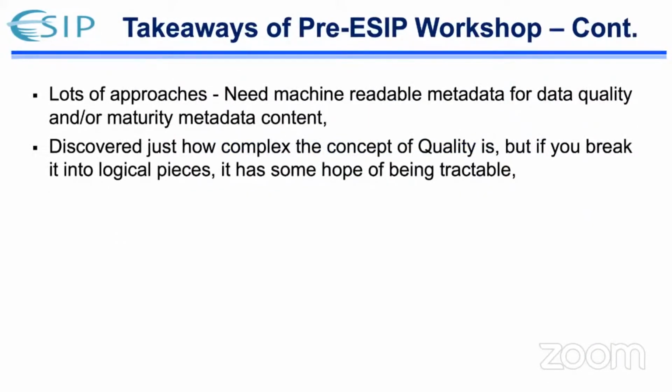Participants noticed that there are a lot of approaches for various different purposes. There is a need for machine-readable metadata, and for data quality or maturity of metadata content. It was also discovered how complex the concept of quality is. But the comment was made that if we break it into logical pieces, there is some hope of it being tractable.